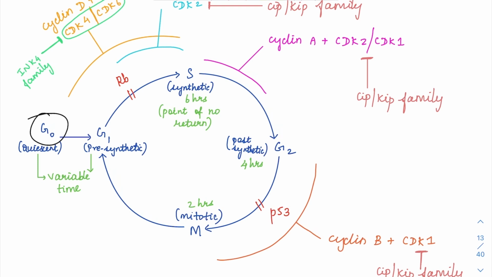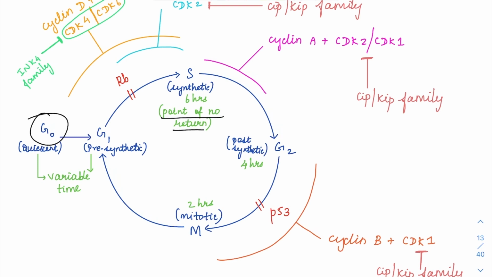The time period for which the G1 phase and G0 phase last is quite variable. After entering the G1 phase, the cells will then go into the synthetic phase, or the S phase. In the synthetic phase, there is the production of the cells, right? That is what is called synthesis. It takes place for a time period of 6 hours, and the S phase is called the point of no return. Once it has entered the S phase, it is going to complete the cell cycle. There is no going back. So this is called the point of no return.